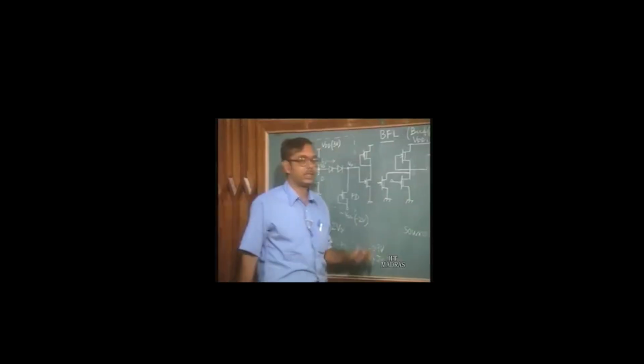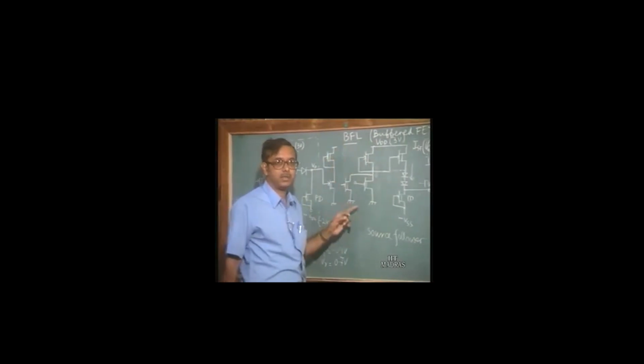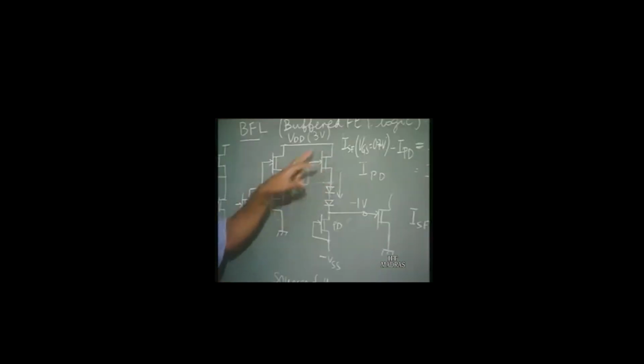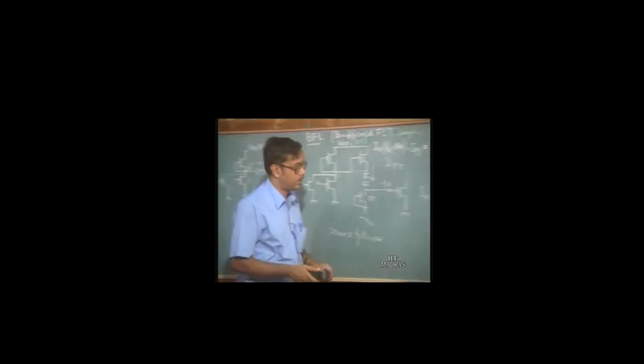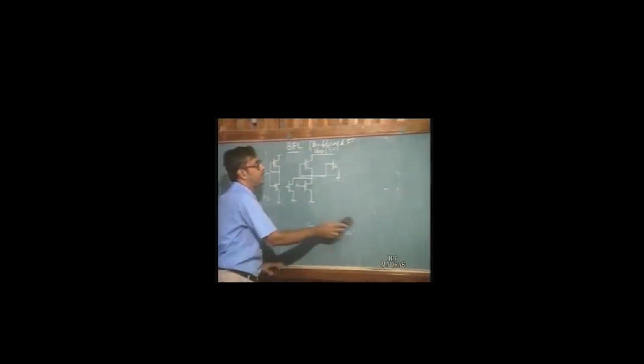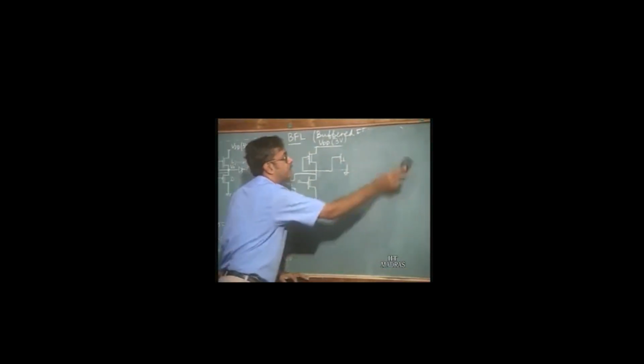So, this circuit again has the usual NOR section followed by a level shifter with a source follower, which is used to enhance the driving currents for charging and discharging the output capacitance. That is why this circuit is called the buffered FET logic. So, this is one of the logic families using depletion mode transistors, and it is quite popular.